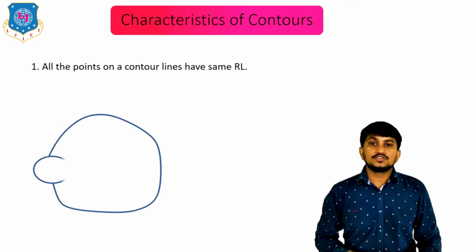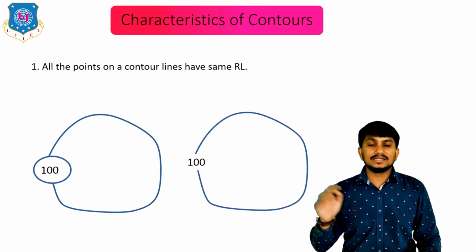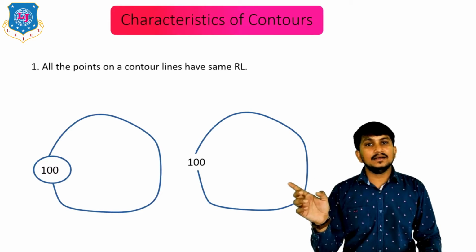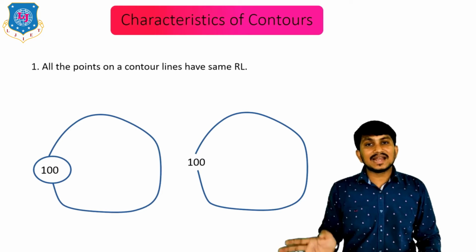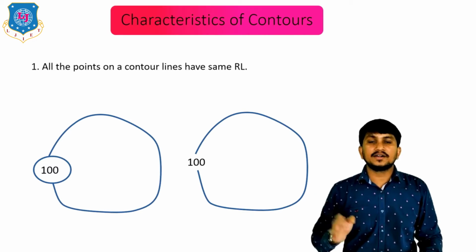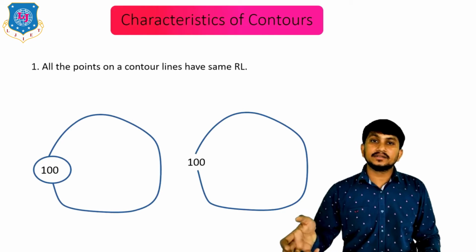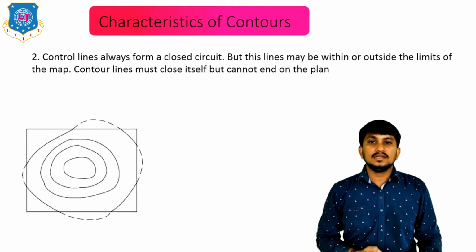The contour lines should be indicated like this, or like this. This value of 100 gives the RL of this contour line. So this contour line connects the points of RL 100 meters. This is how a contour line can be represented in the maps.